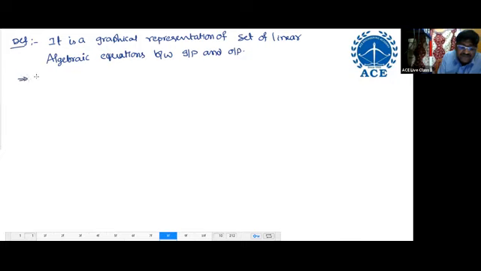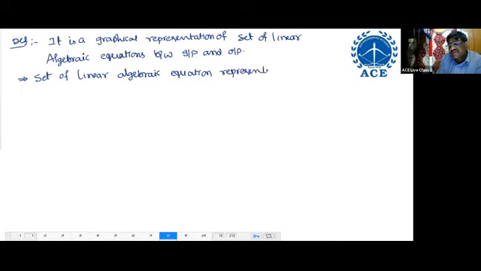Another thing, the set of linear algebraic equations represents the system. Set of linear algebraic equations represents the system.